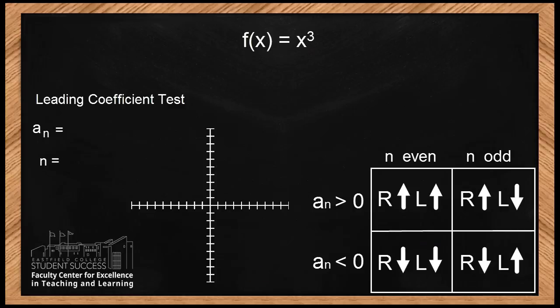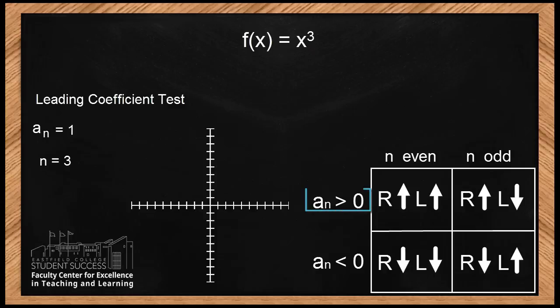Let's look at the case where n is odd. Let's look at the second function, the cubic function. Do you see how the highest power is 3? 3 is odd. In this case, the leading coefficient, remember, is the number in front of the variable with the highest exponent. It's 1.